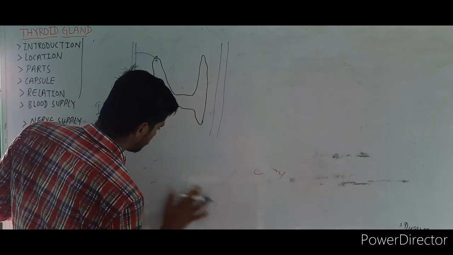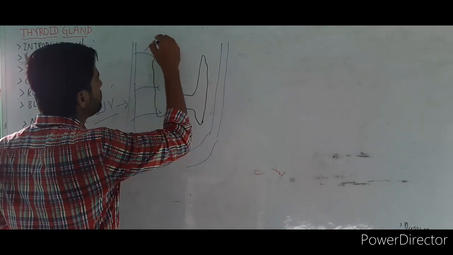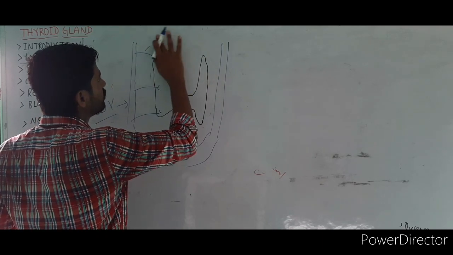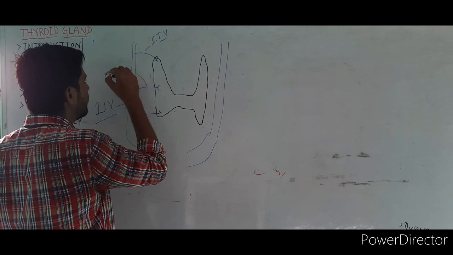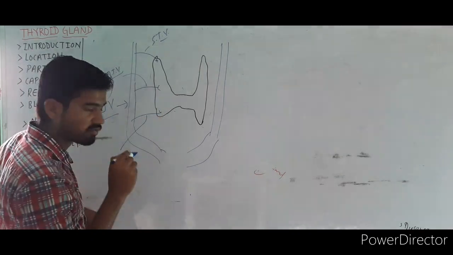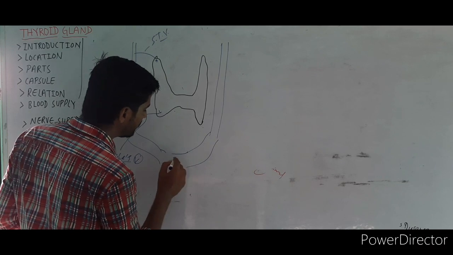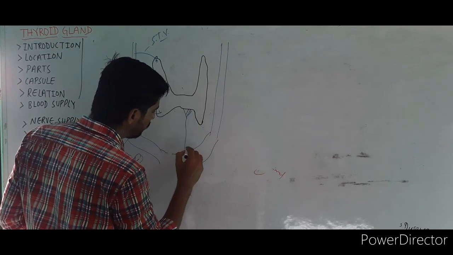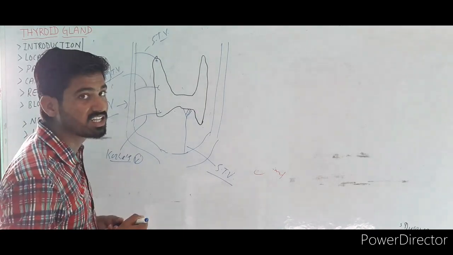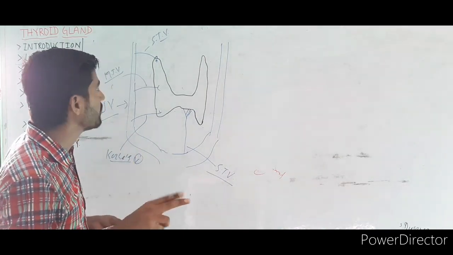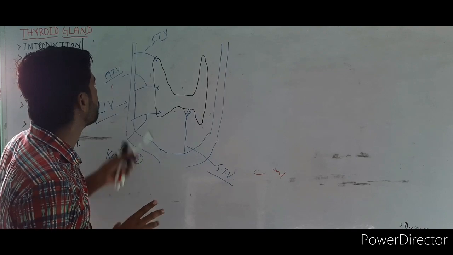From this side it's the left brachiocephalic trunk, and from here this is the right brachiocephalic trunk, right? So this is the superior thyroid vein. This is the middle thyroid vein. This is the Kocher vein. Am I right? And one thing, from here this is the inferior thyroid vein. So you should remember, in the blood supply there is the superior thyroid artery, inferior thyroid artery, but there is not a middle thyroid artery, but here a middle thyroid vein is there, and this is the Kocher vein. Okay, so this is the venous drainage.